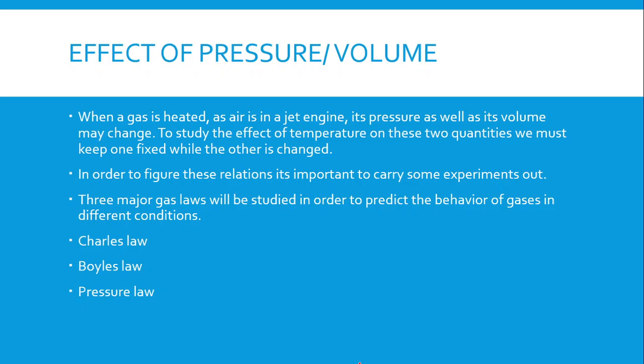To study the effect of temperature on these two quantities, we must keep one fixed while the other changes. It's easy to imagine that the pressure increases when you heat up a gas, or that the volume increases when you heat up the gas. But it's really important to know that all three quantities, the temperature, the pressure, and the volume, are related to each other. So if we have to find a relation between two quantities, it is very important to keep the third one fixed to model the behavior of a gas or whatever medium is under study.